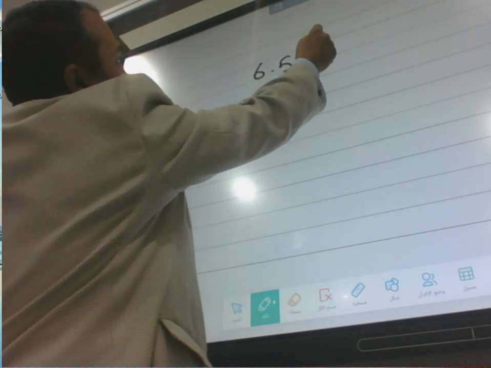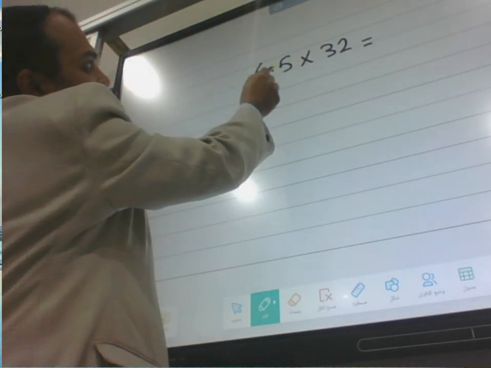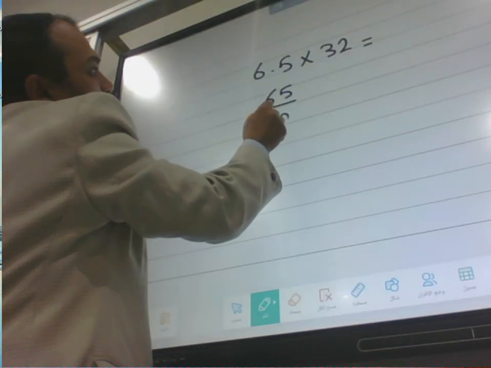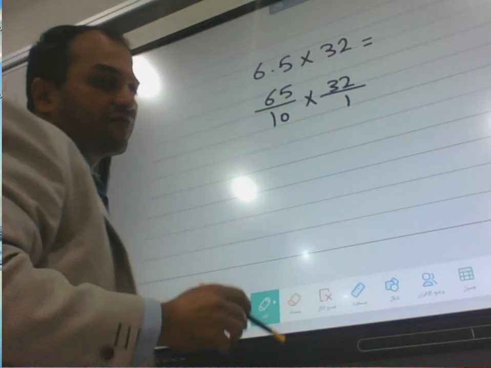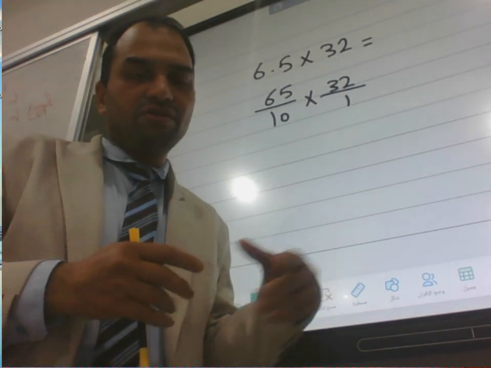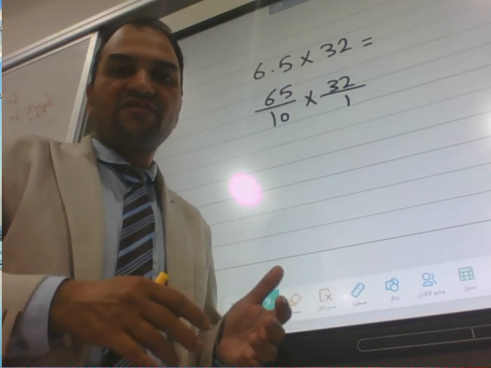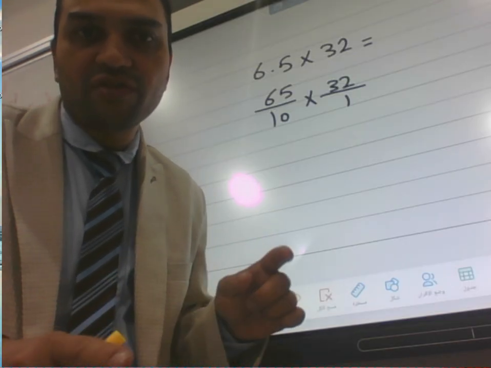Next question, what about 6.5 multiplied by 32? This example here, look at 6.5 times 32, this makes 65 over 10 multiplied by 32 over 1. You can find the answer in one step without doing this. One step by multiplying 32 times 65, and the answer must be with the point after one place, okay? Because the point here is after one place.